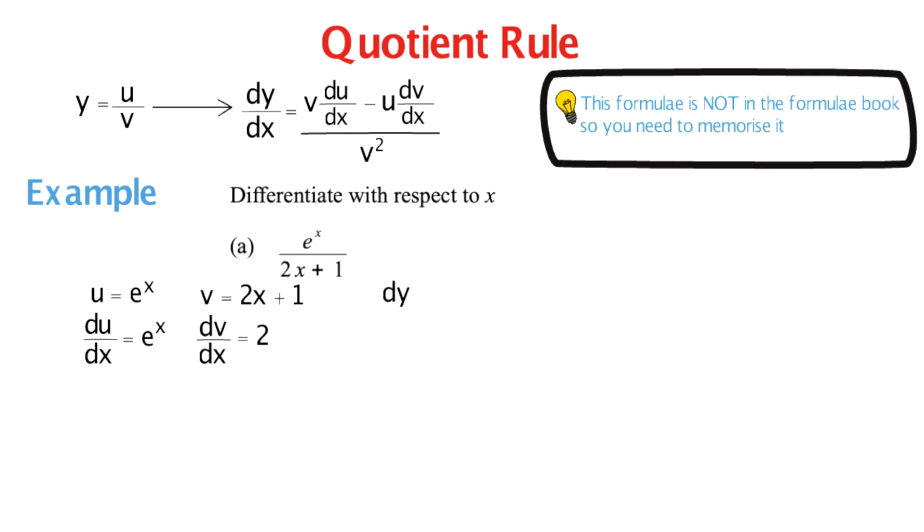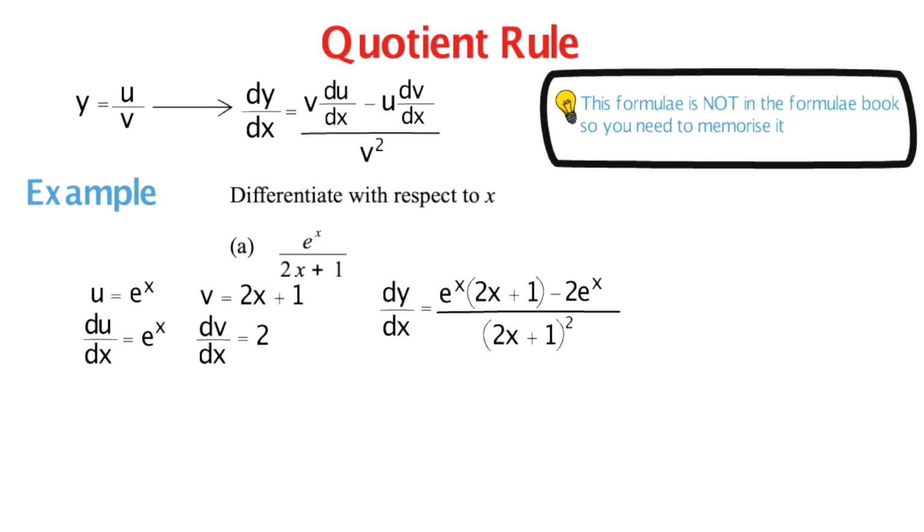And then sticking everything that we've worked out into the formula, our dy by dx will be equal to 2x plus 1 multiplied by e to the x. So we can write that as e to the x, and then in brackets we can put our 2x plus 1. And then that minus 2 times e to the x, which we can write as 2e to the power of x. And remember, this is going to be over our v squared, and our v is 2x plus 1. So you can just put 2x plus 1 in the brackets and then square those brackets.